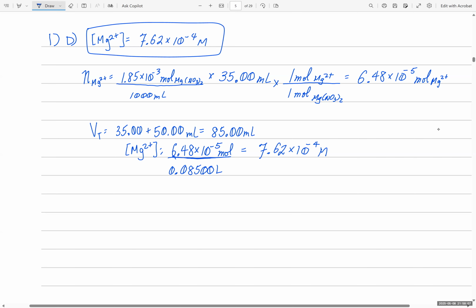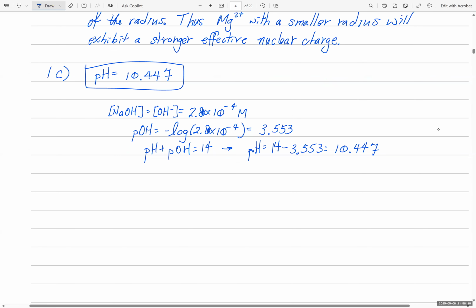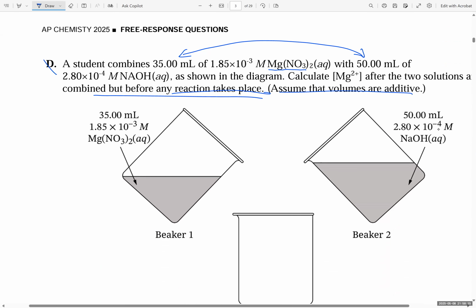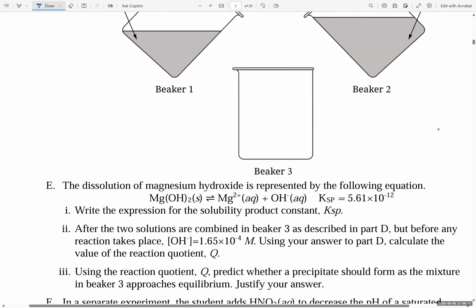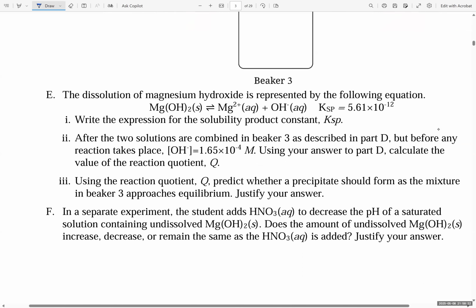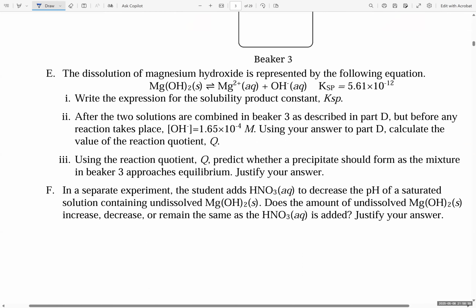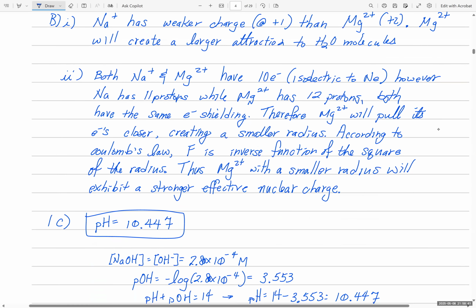All right, so next is letter E. Let's go to letter E, so I'm going to cross off D. That's done. For letter E, the dissolution of magnesium hydroxide is represented by the following equation. Magnesium hydroxide goes to dissociation, and then you get Ksp equals 5.61 times 10 to the minus 12. Write the expression for the solubility product constant Ksp. That's mighty easy, right? So essentially, it's only going to be the dissociated products, the solubility products. All right, so let's get that done.